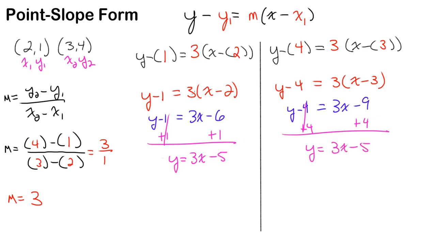So you can see, even though they look different in point-slope form, when we convert them to slope-intercept form, we get the exact same equation.